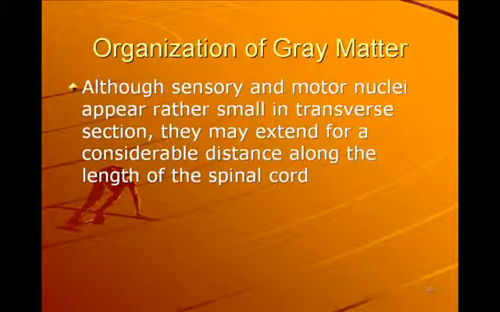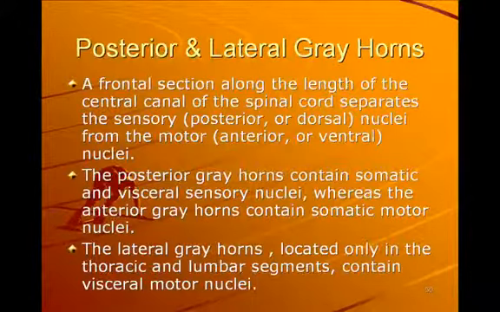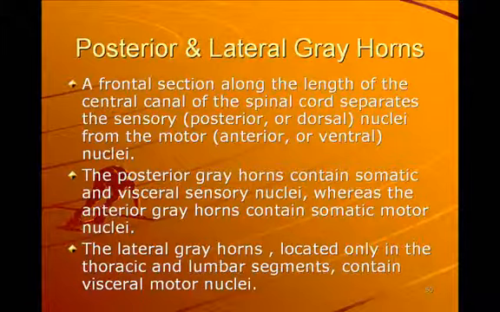Although sensory and motor nuclei appear rather small in the transverse section, they may extend for considerable distances along the length of the spinal cord. Frontal sections along the length of the central canal of the spinal cord separate sensory nuclei, for which posterior or dorsal is the term, from the motor nuclei, which are referred to as anterior or ventral nuclei.